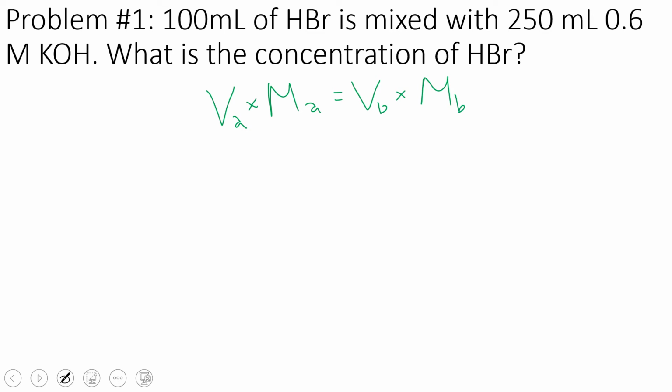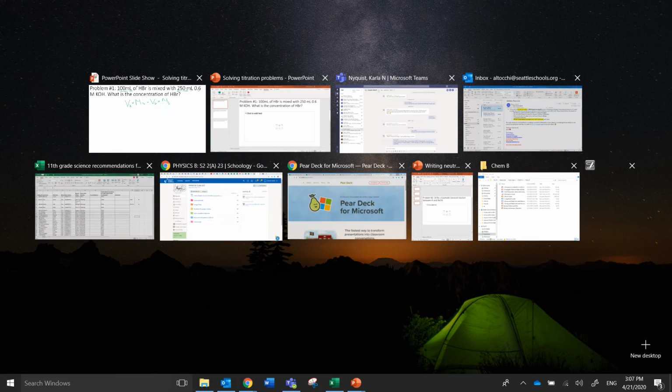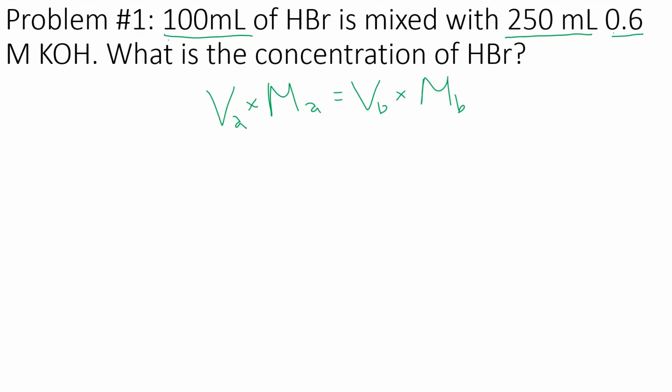So you can see here that we have a problem to start with. It tells me we have 100 milliliters of HBr, right, which is mixed with 250 milliliters of 0.6 molar KOH. Whoops, sorry y'all, of KOH. This OH is a huge hint that this is going to be a base, and this H at the front tells us that this is going to be my acid. So what we're going to do is we're just going to start by plugging in these numbers.